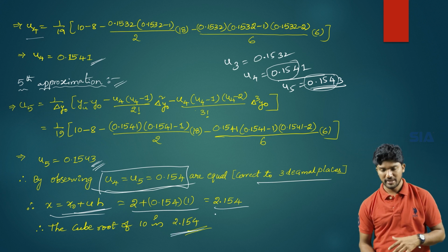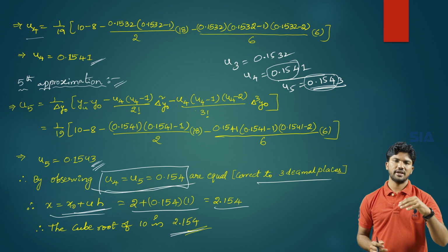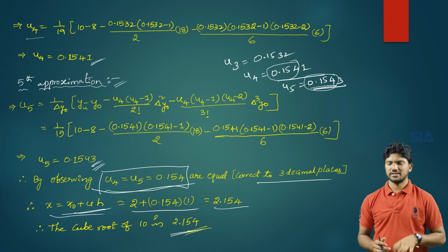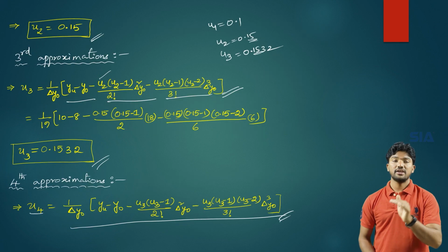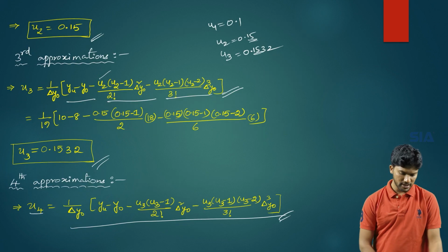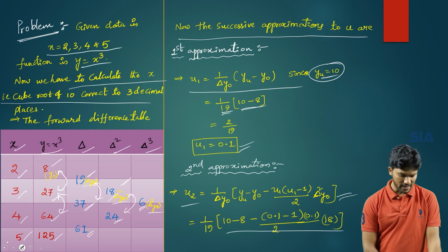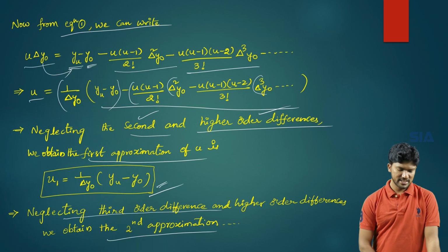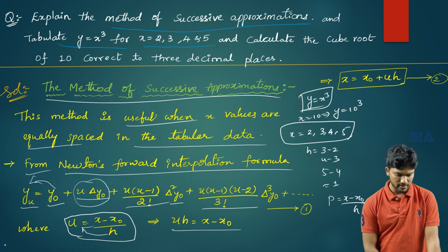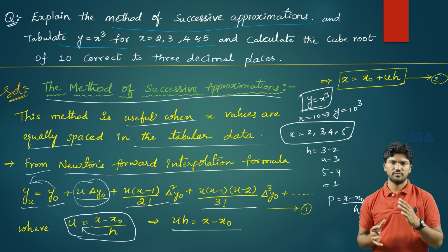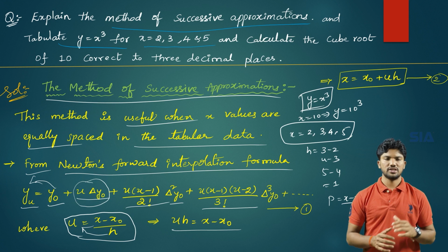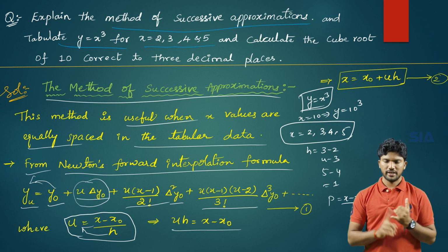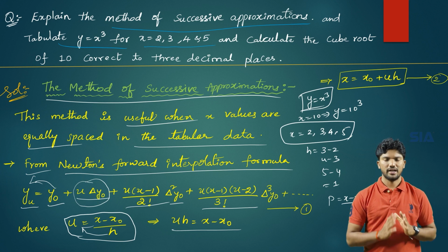So by using the method of successive approximation we can obtain any value of the given function. It should be noted that the x values must be equally spaced. This is the last method in this unit, the method of successive approximations, which we can derive by using Newton's forward interpolation formula. This is the total explanation of this problem. I hope you understood this problem very well. In the next lecture we are starting another unit. So practice well and prepare well. Until then, bye, thank you.